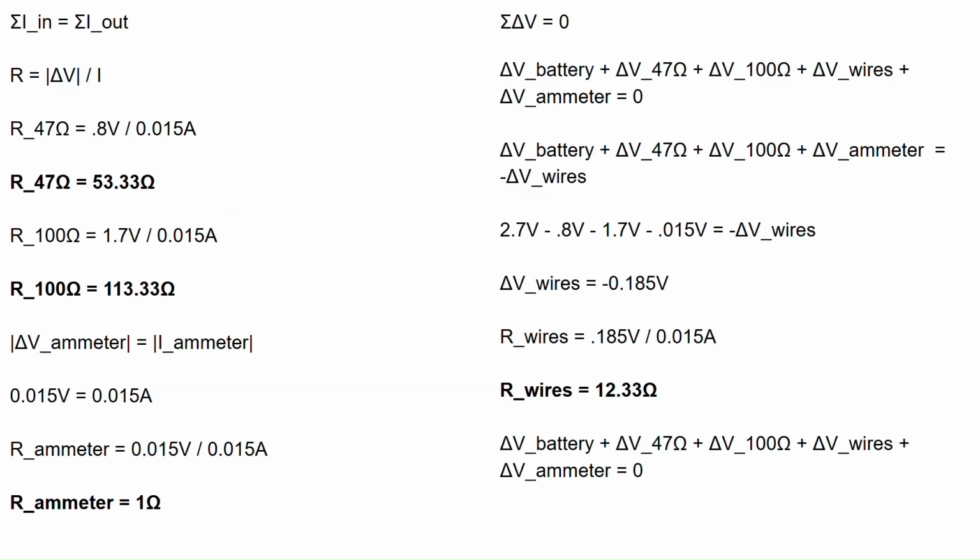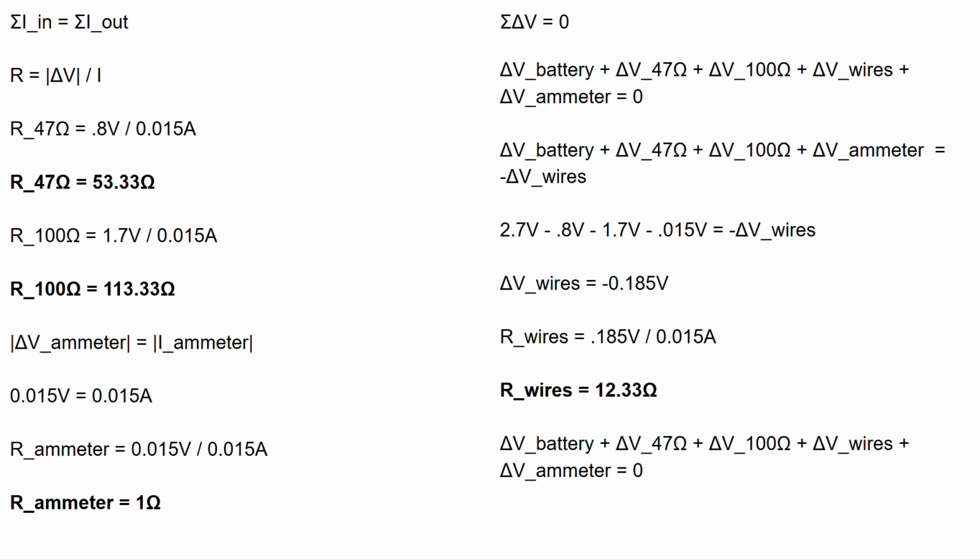Here are our calculations. We applied Kirchhoff's node rule: the sum of current in is the sum of current out, and then we applied Ohm's law to find the resistance of different parts of this circuit. We applied Ohm's law to the 47 ohm resistor to find it to have a resistance of 53.33 ohms. Since the circuit is in series, we know that the current is the same everywhere in the circuit, that being 0.015 amps. And then we used this to find also the resistance of the 100 ohm resistor.